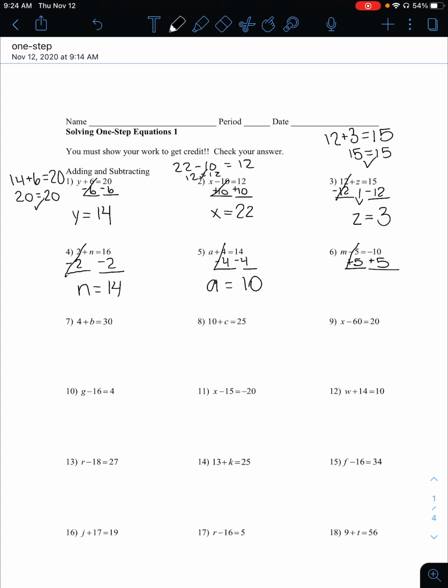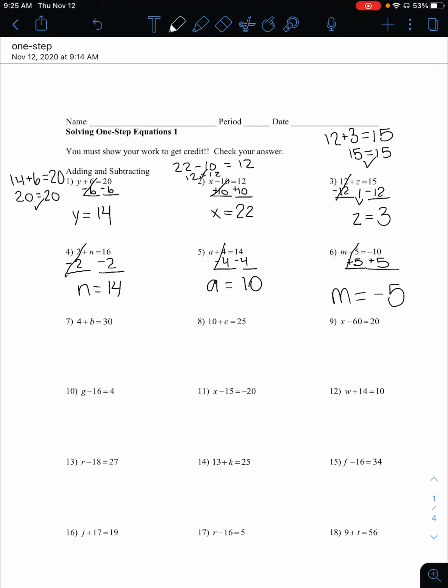Add 5. Now, seventh graders, take a deep breath. We have negative 10 plus 5. We're starting at negative 10, and we are adding 5. Negative 5. m equals negative 5. If we start at negative 10 and add 5, we get negative 5.